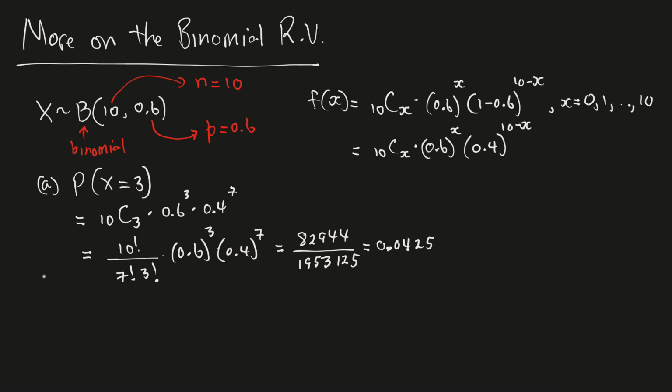Let's do another one of these. So let's say part B, we're asked to find the probability that x is equal to 6.